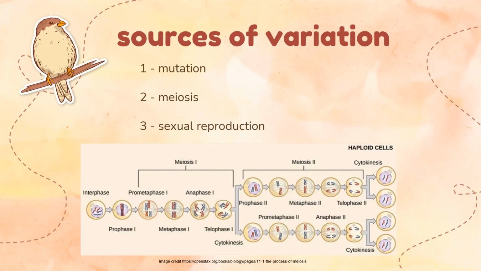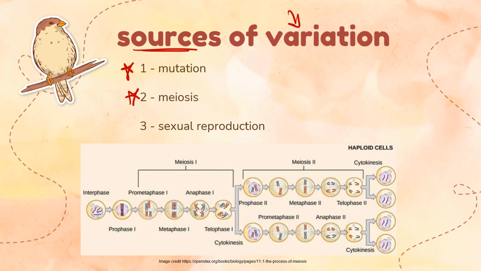So where does that variation come from so that natural selection can drive evolution? There are three main sources of variation within a species. You need to memorize all three. Number one is mutation. Of course, mutations are going to result in new alleles. New alleles in a population is variation.